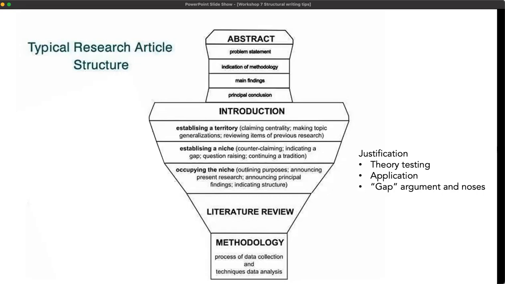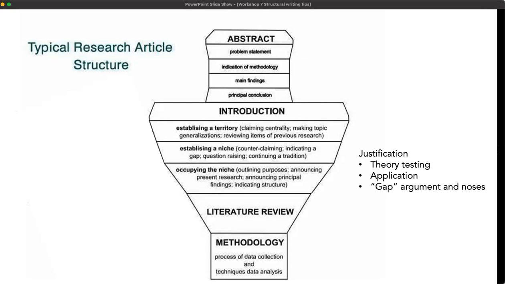I'm not going to read through this in great detail, but in the introduction you talk about the problem or phenomenon that is of interest, and then you go more and more narrow, talking about previous work and why this research question is worth asking. The two main reasons you can use to justify why the current research is happening is theory testing. And that can't just be, this is predicted from theory, therefore.